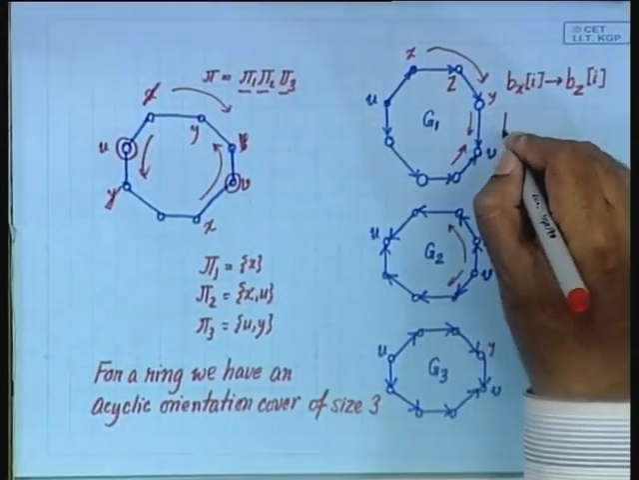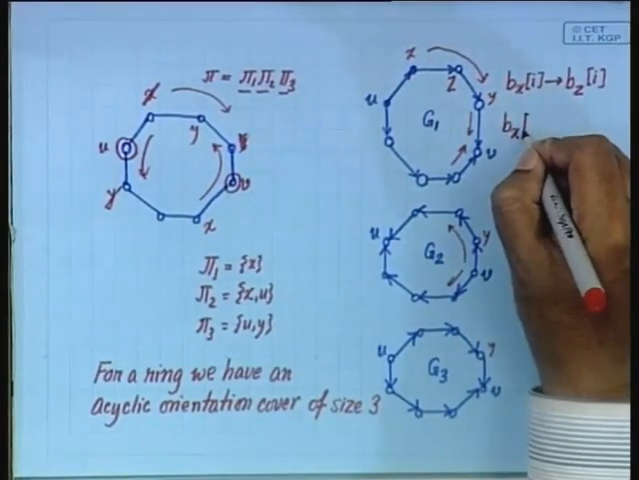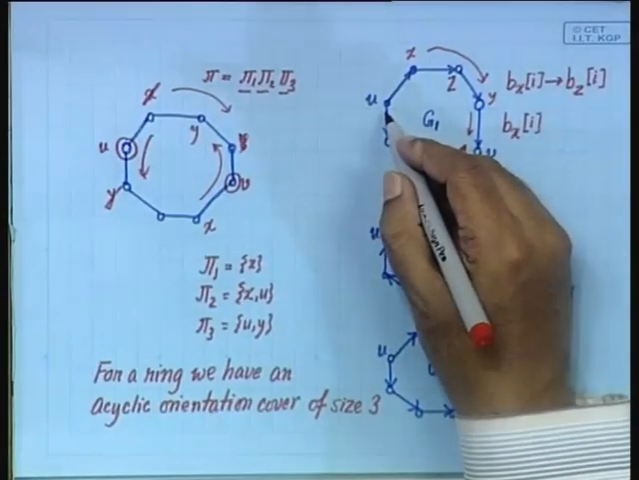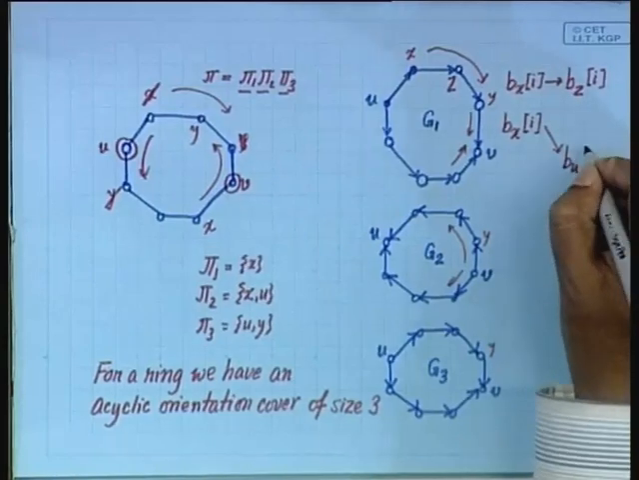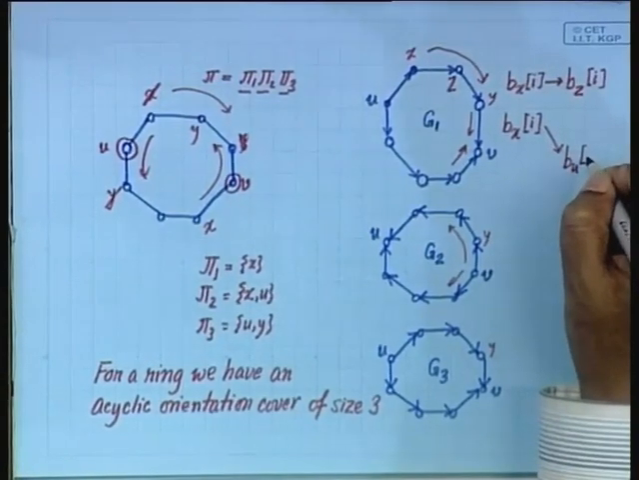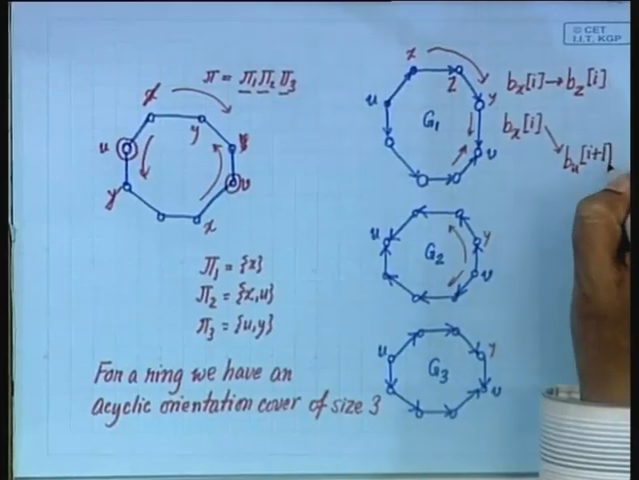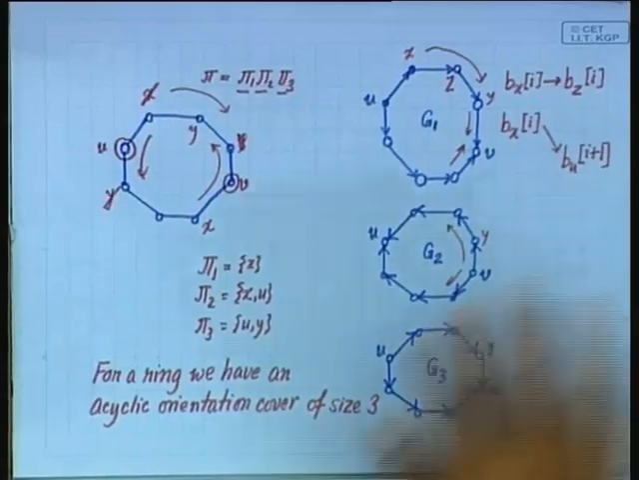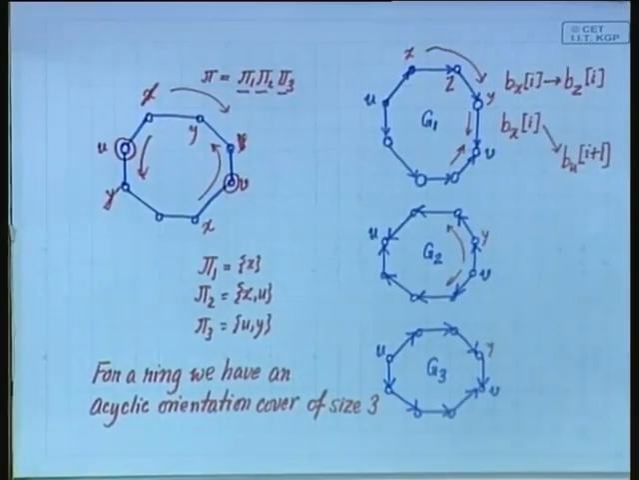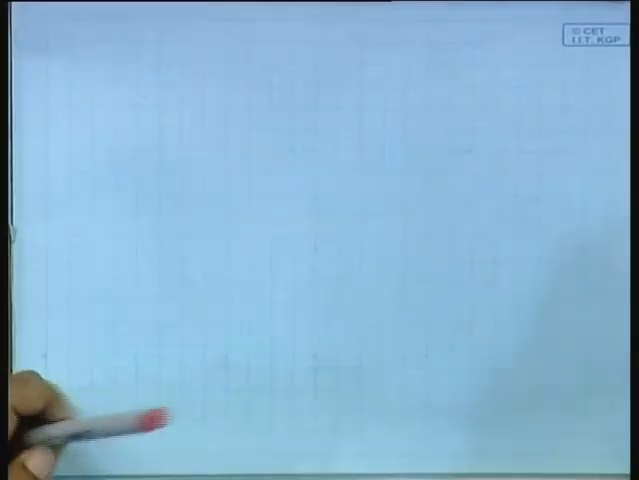So, when I want to send a packet from bxi to u, I will send it to bu i plus 1. Okay. I will move it to bu i plus 1. Yeah, let me explain this again.